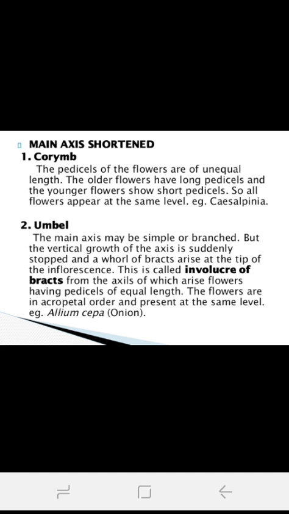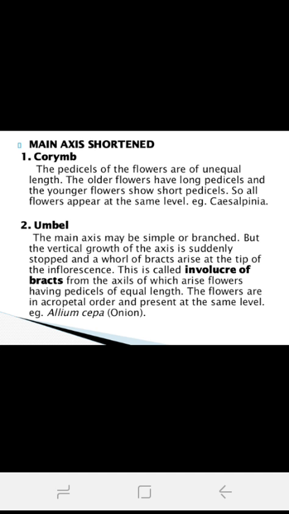So the basal whorl of bracts arises, and that whorl of bracts is called the involucre. Also, the flowers have pedicels of equal length, and the flowers are all in acropetal succession and appear at the same level. That is a characteristic feature, in which all pedicels are of the same length and arise from the same point. That is a special feature.